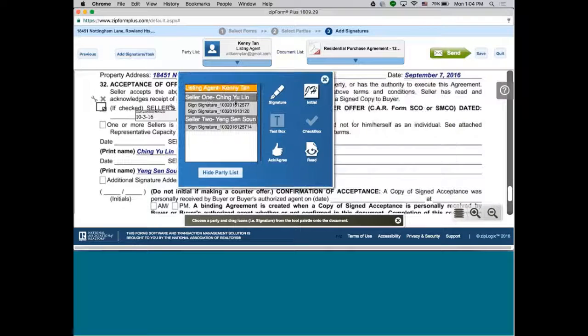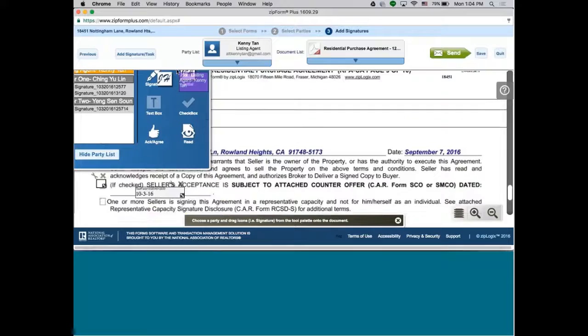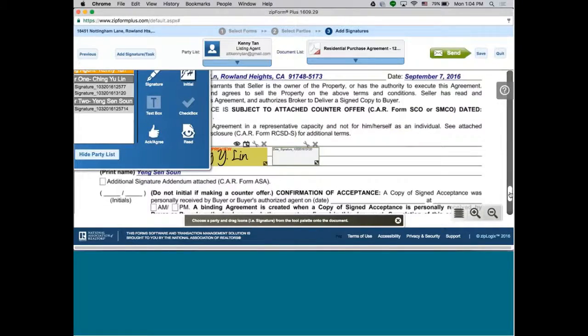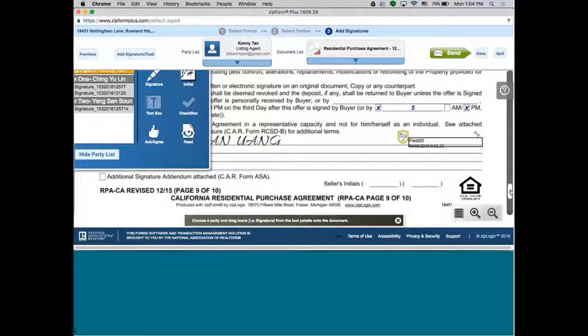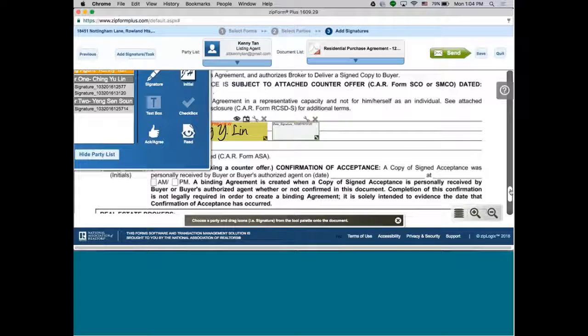But if you're not making a counteroffer, if you're straight out accepting the offer by the buyer and there's no multiple, then you put the initial here, right? But because in this case I'm making a counteroffer, I don't complete that portion there. Okay? I just leave it blank. Okay? Went back here.